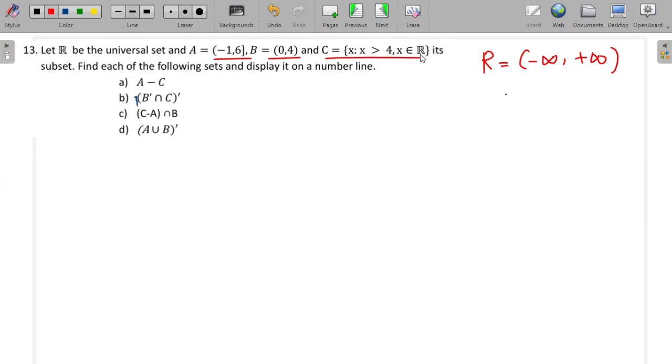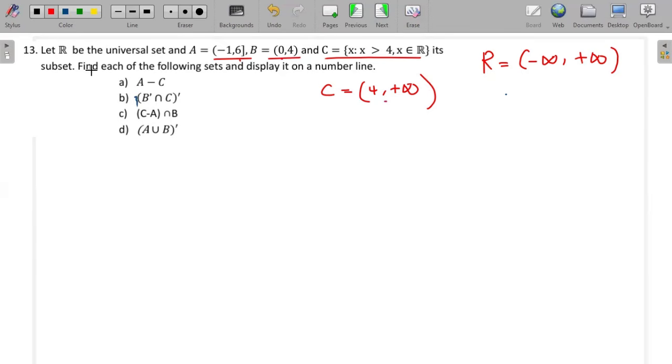So how can we write this in set interval notation? C is equals to, there will be a 4 here, and it's greater than 4, so it goes all the way to positive infinity, with a curved bracket like that. Why are we putting a curved bracket here? Because they just said greater than, so x should be greater than 4, but definitely less than positive infinity. So this is my C.